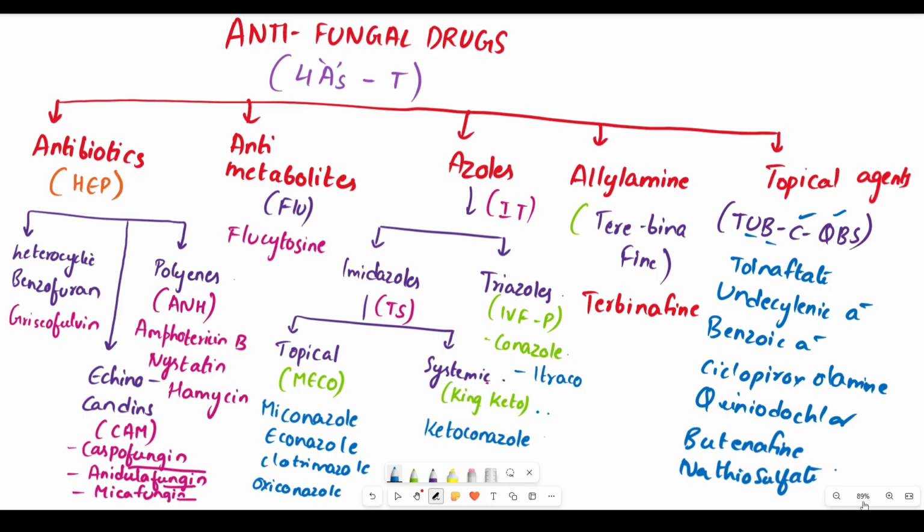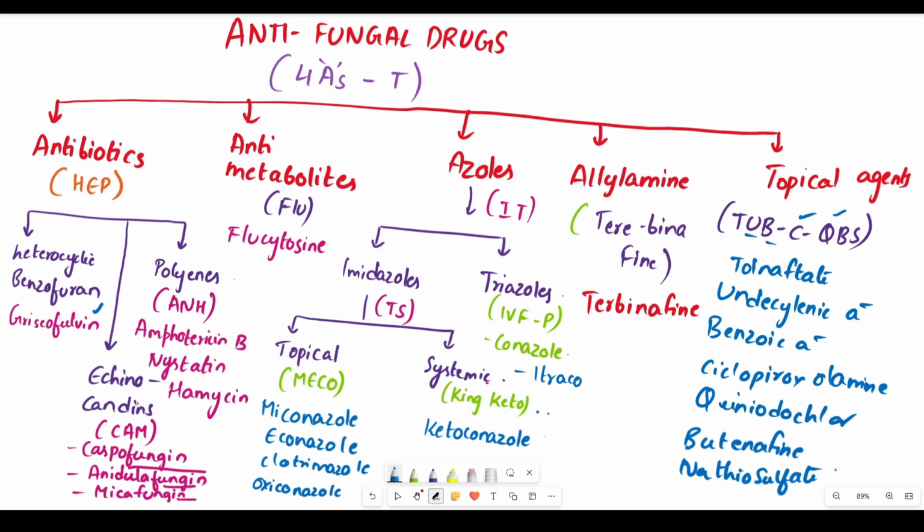So let me just repeat this complete classification for you once again. The antifungal drugs are divided into 5 subclasses, and to remember the different subclasses, remember it as 4 classes will be starting with the letter A and 1 class will be starting with the letter T. Where A means it is first class, that is antibiotics. To remember the subclasses, remember the trick as HEP, where H means heterocyclic benzofurane, E means echinocandins, P means polyenes. In the heterocyclic benzofuranes, there is only one single example, that is griseofulvin.